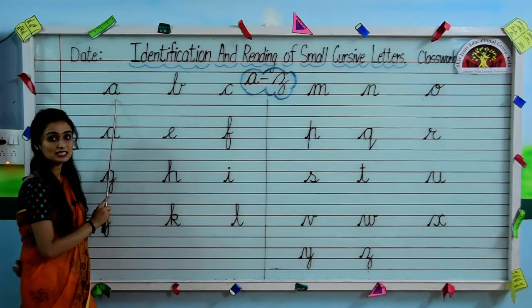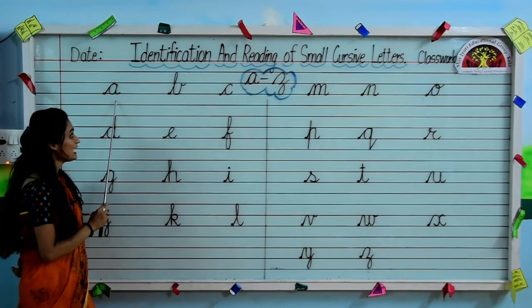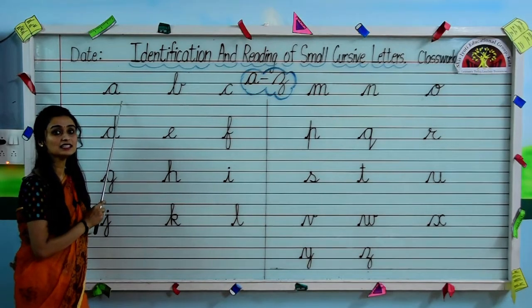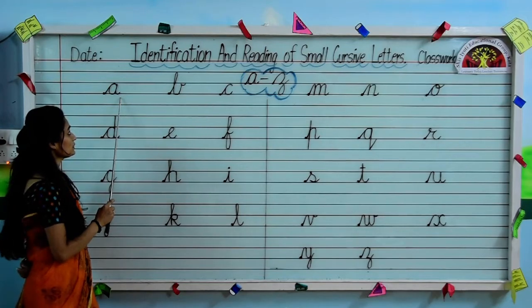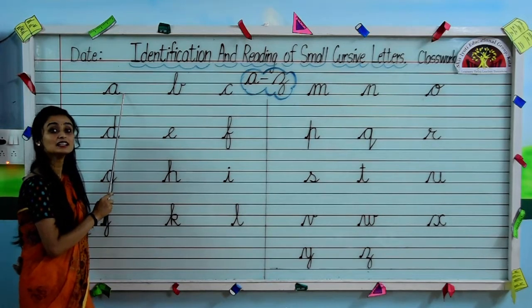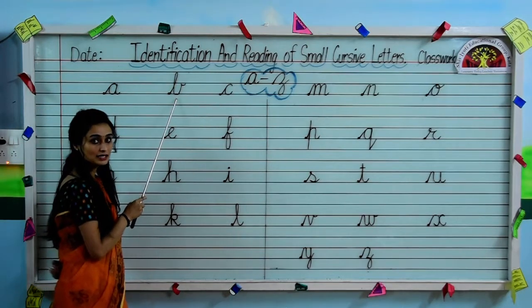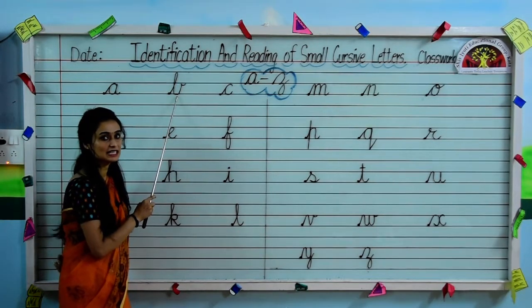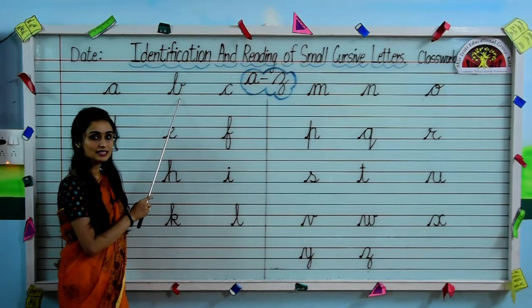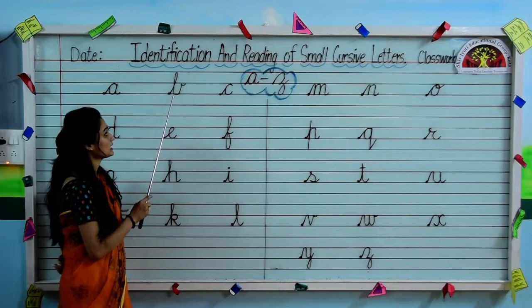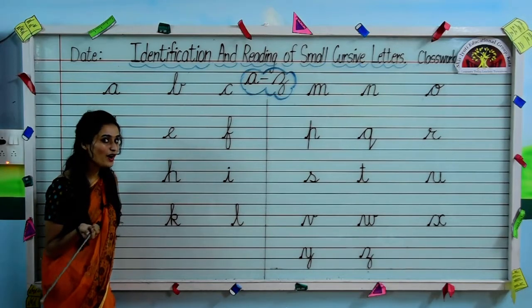Tell me, which is this letter kids? Yes, this is A, small cursive letter A. This is written between the second and the third line. Okay kids, now come on the next one. Tell me, which is this letter now? This one is letter B. B for ball.